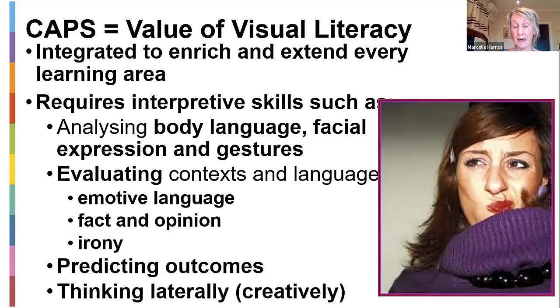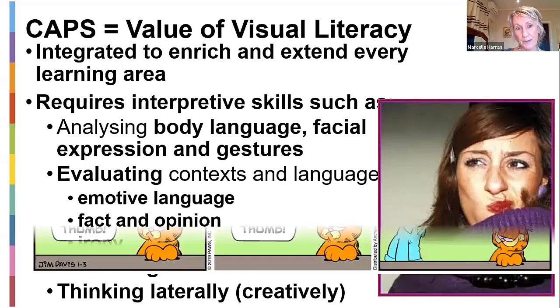And then to predict the outcomes from that visual: what is going to happen now? Why did that granny shut the door? What's going to happen now? It often means you must think laterally, creatively about anything. So it's not going to be just the facts and opinions of what you see in there, but what is the creative message that is coming through?